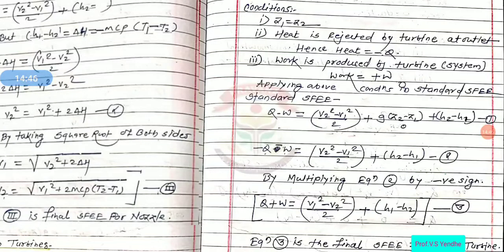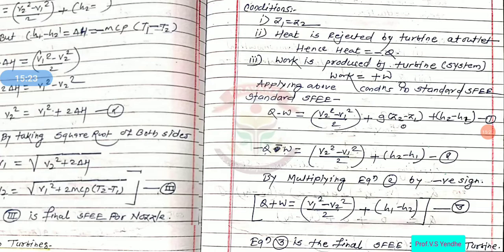Then heat is rejected by the turbine, because the steam coming out of the turbine is given to the condenser. So heat is rejected at the outlet, and as per the sign convention of heat, we take the heat as minus Q because the heat is rejected. Then work is produced by the turbine. If the device is producing work, we take it as positive, so that work is positive.